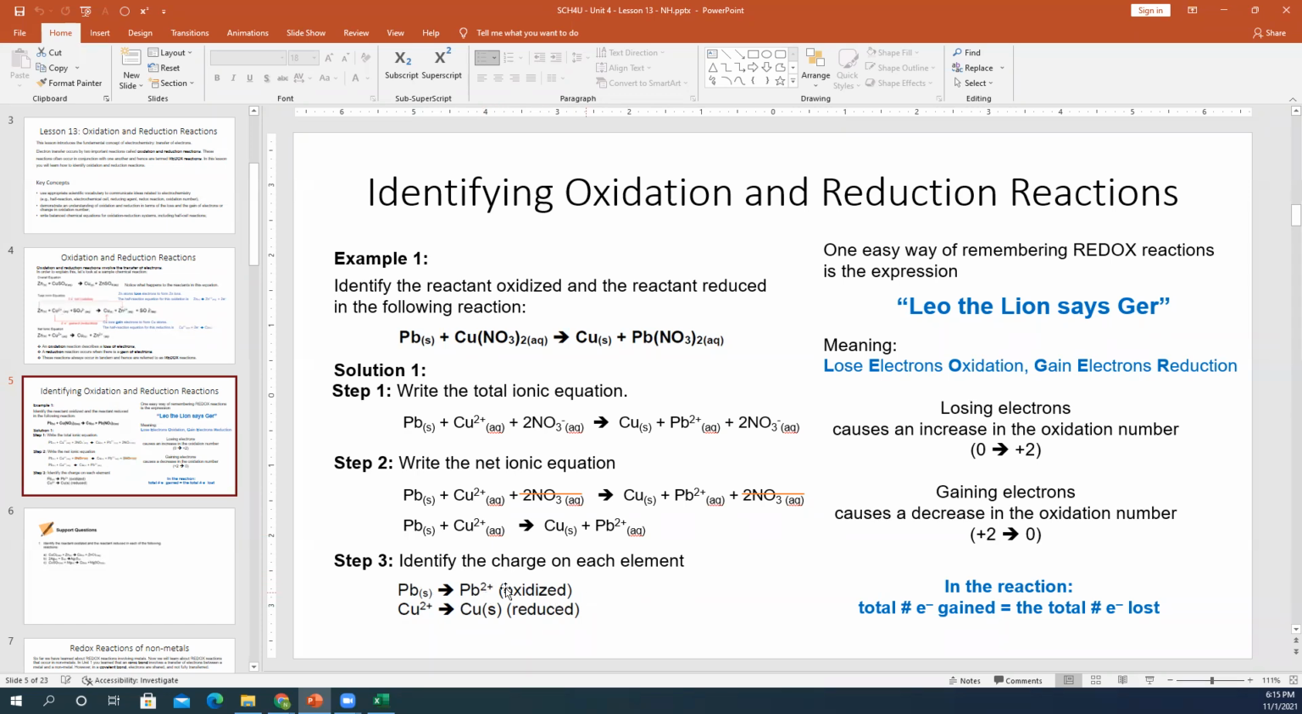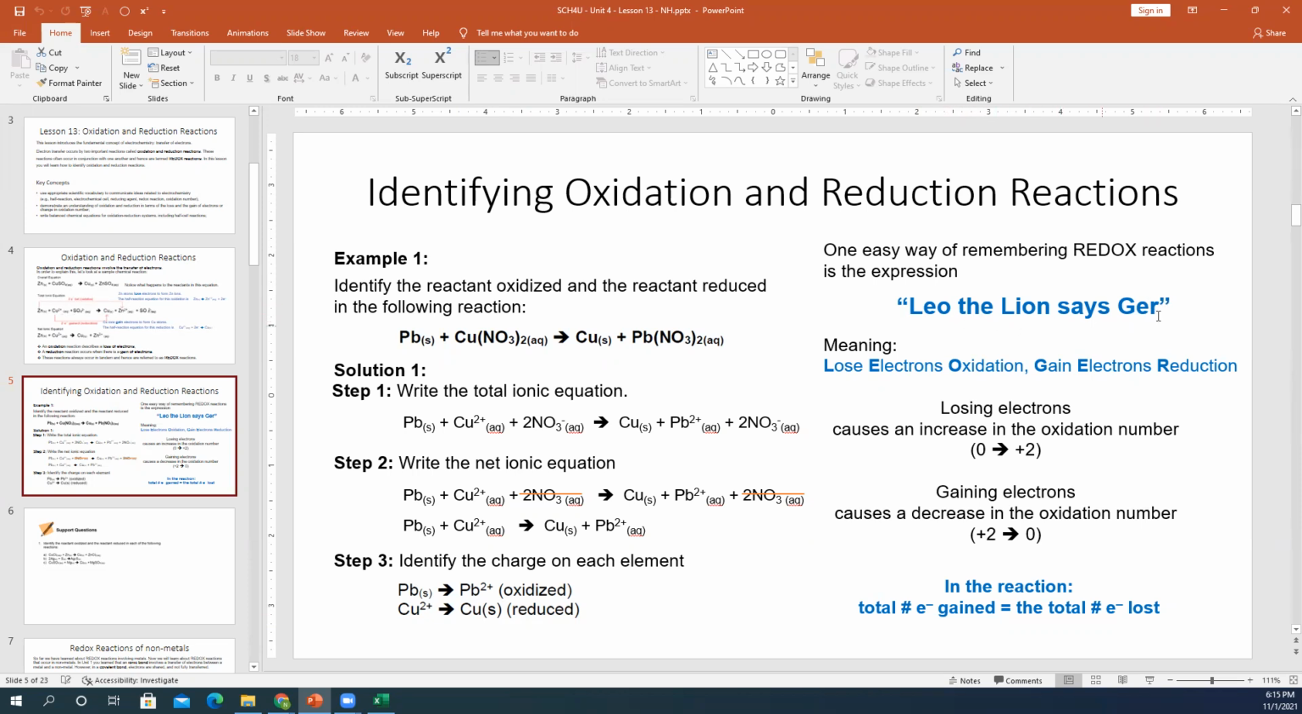So this is oxidized. Oxidation is a loss of electrons. By losing 2 electrons, it has gained a +2 charge. And the copper ion, which started with a +2 charge, is now going to gain those 2 electrons, become reduced, and form a copper atom. One easy way to remember which is becoming oxidized and which is becoming reduced is to remember this little acronym.